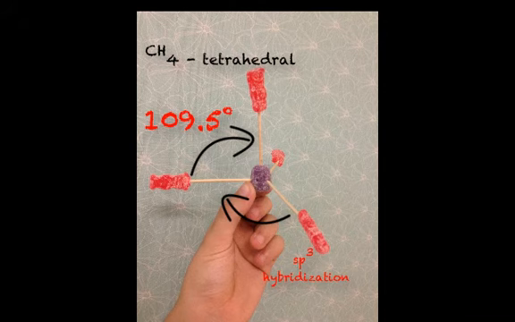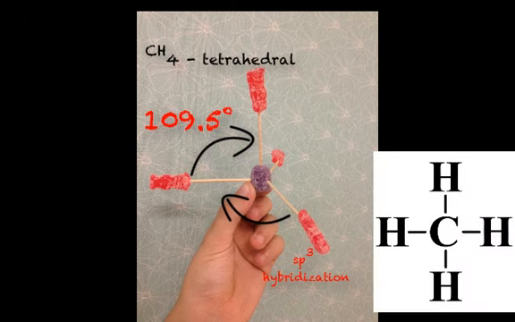This is CH4. Its electron domain geometry is tetrahedral. That means it has an sp3 hybridization and angle measures of 109.5 degrees.